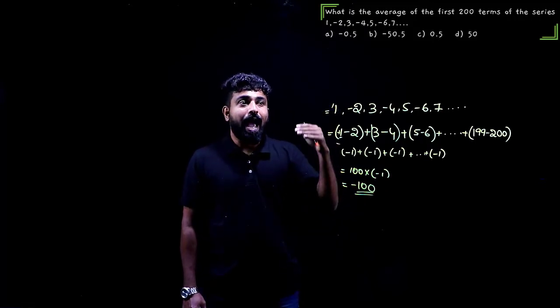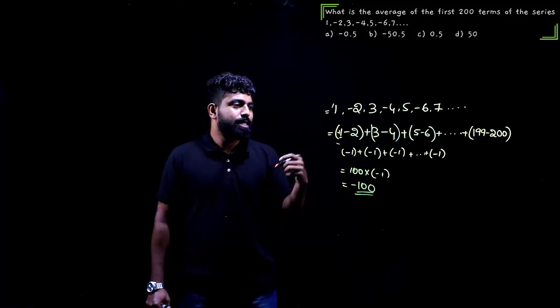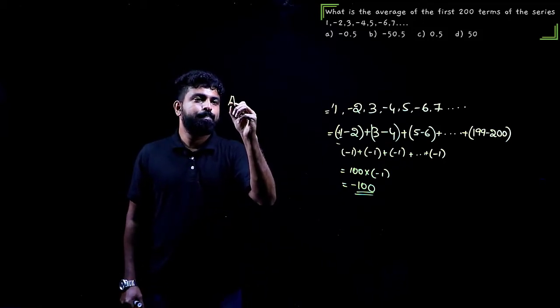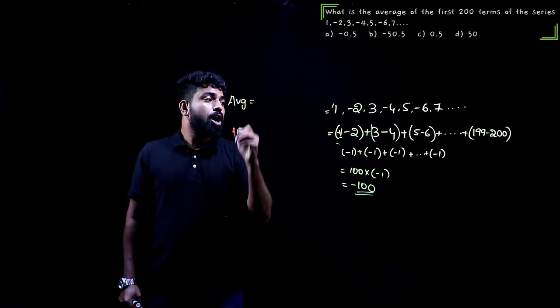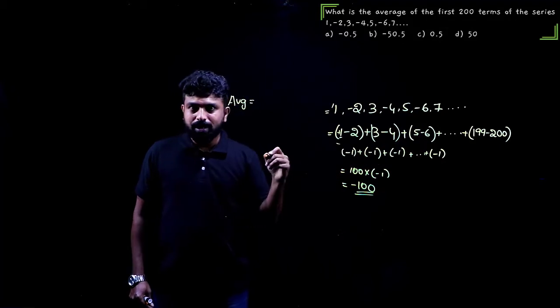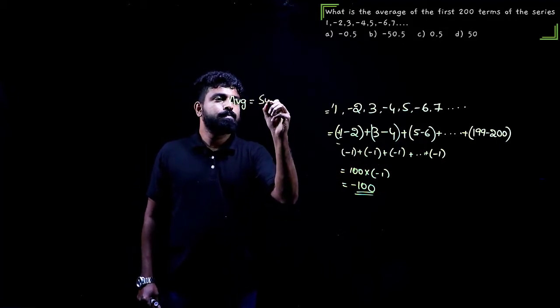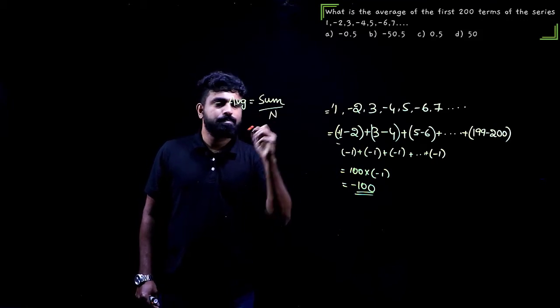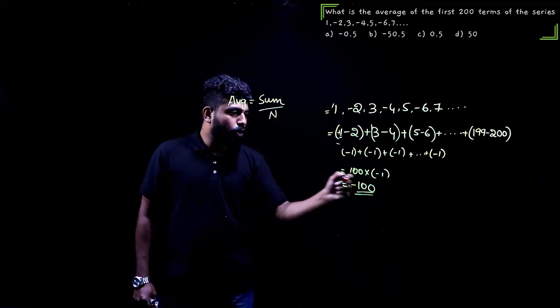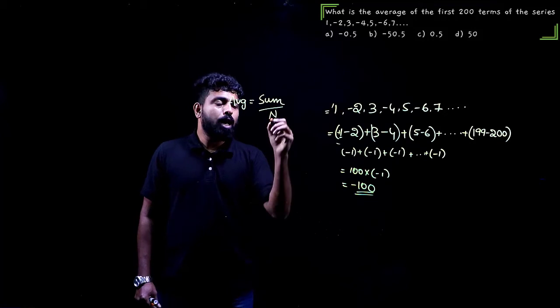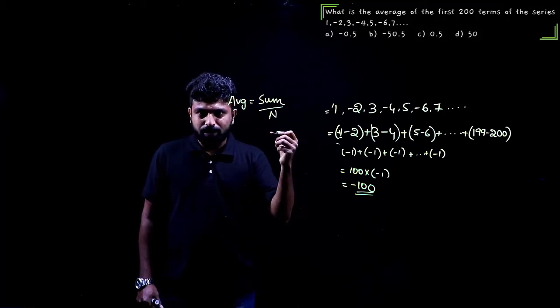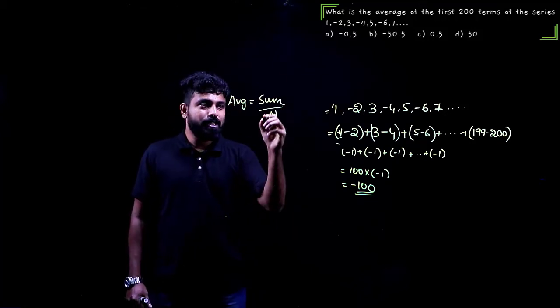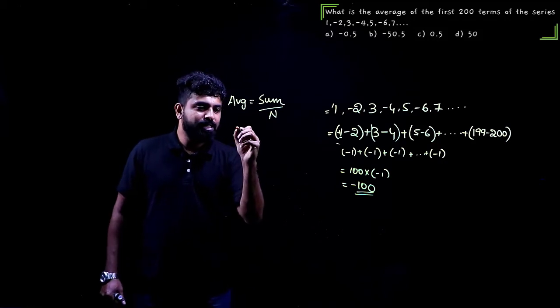They're asking average. What is average? Average is nothing but the total sum of all the terms divided by the total number of terms. We know what is the sum here. We have already calculated the sum. Now we know the number of terms as well, which they have given in the question itself, which is 200.